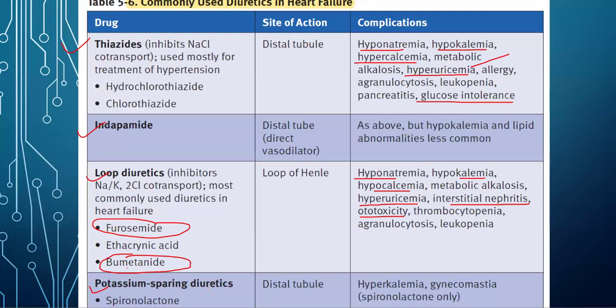Okay. Then you have potassium-sparing diuretics, which is spironolactone. So hyperkalemia and gynecomastia are the main side effects of them. Very important is gynecomastia, which is a common complication of spironolactone. Okay. So all of these diuretics lower the potassium except spironolactone.